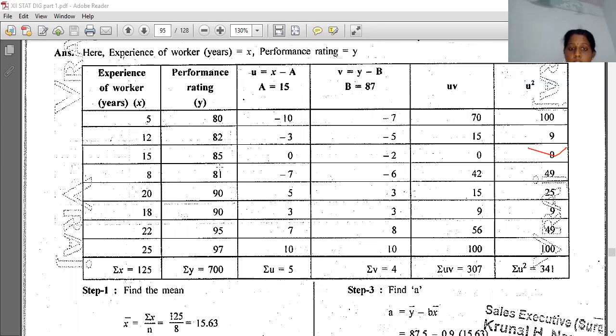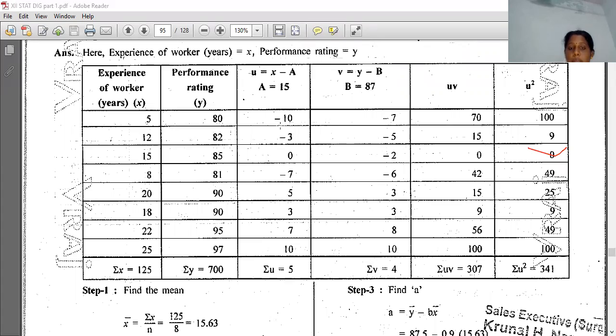Then you have X minus X bar, that is 5 minus 15, that is minus 10, 12 minus 15 is minus 3, 15 minus 15 is 0. Like this you got the U column, sigma U comes to 5. Then V is Y minus 87. So 80 minus 87 is minus 7, 82 minus 87 is minus 5, 85 minus 85 is 0. Like this you got sigma V, that is 4.